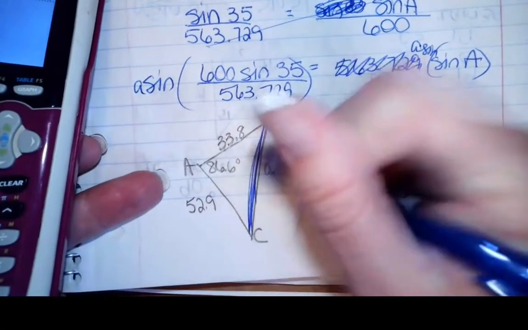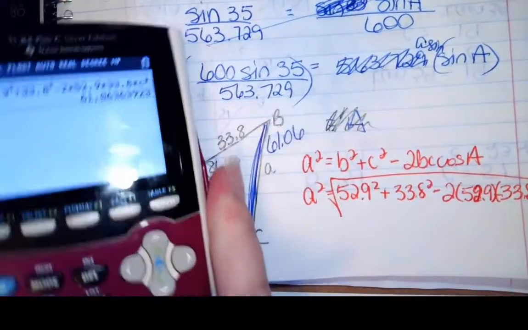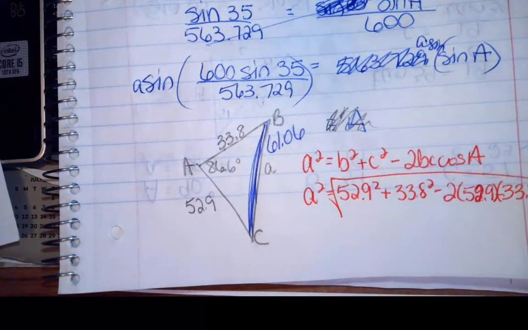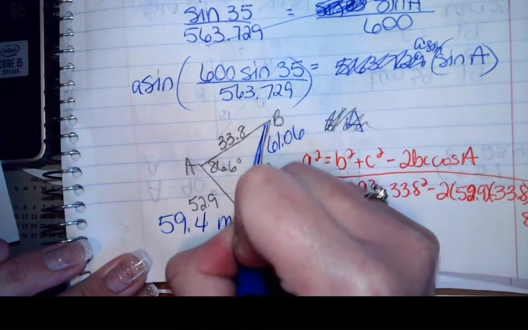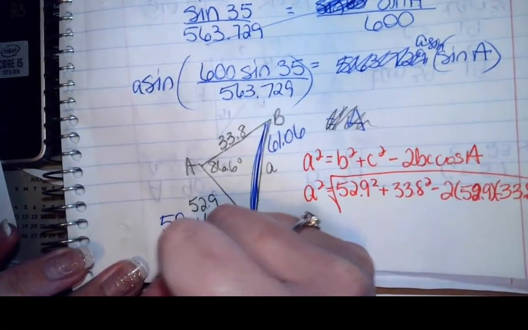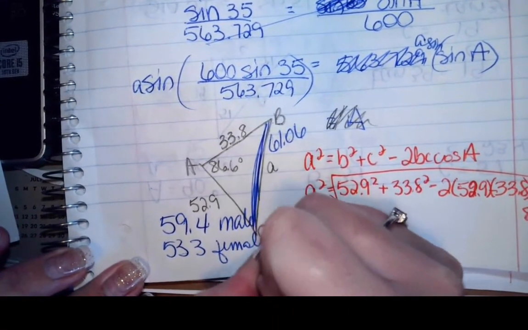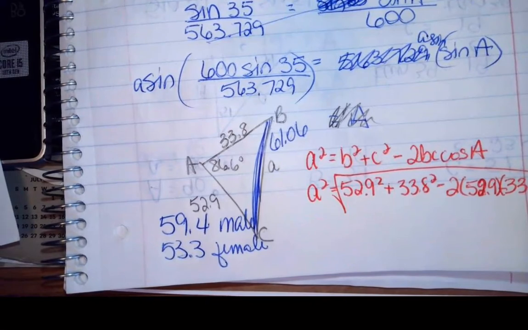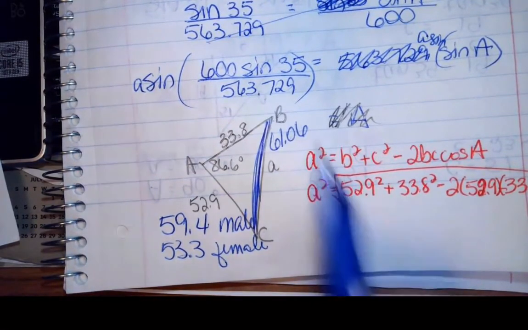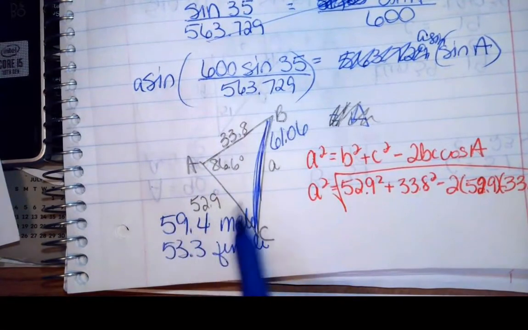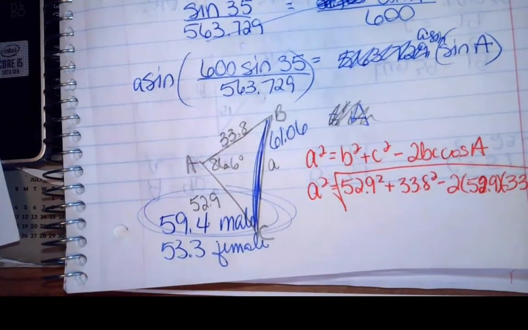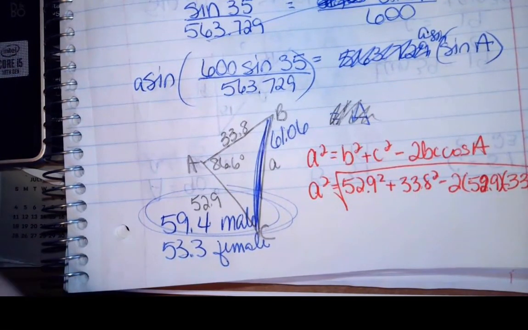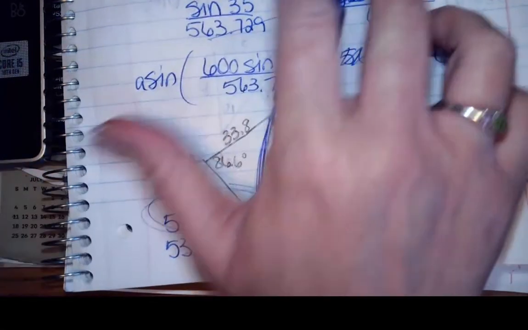So this side length is 61.06 millimeters. If the average length of that is 59.4 for male and 53.3 for female, then what should we declare this bone originated from? Since 61.06 is a close approximation to 59.4, we're going to declare that this bone fragment is from a male. So you should be able to do the last couple. And that is going to conclude section 9.3.